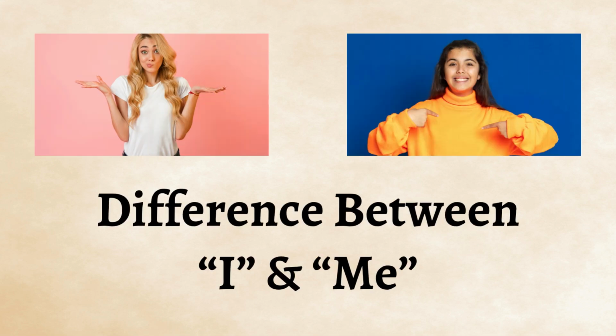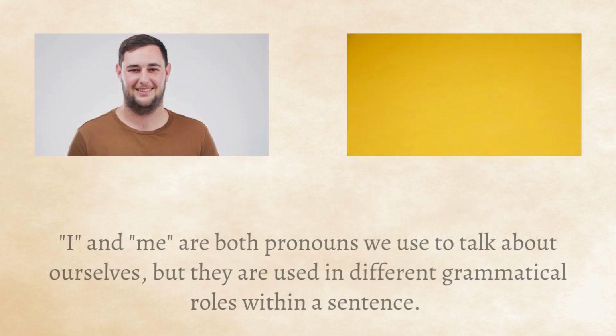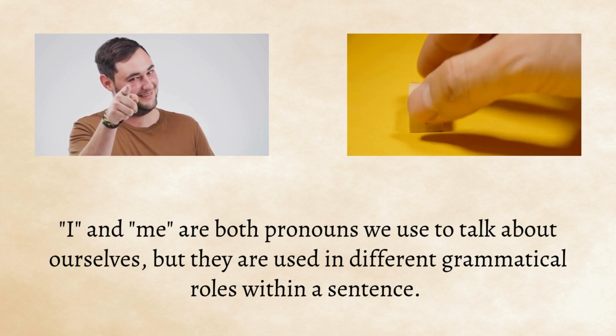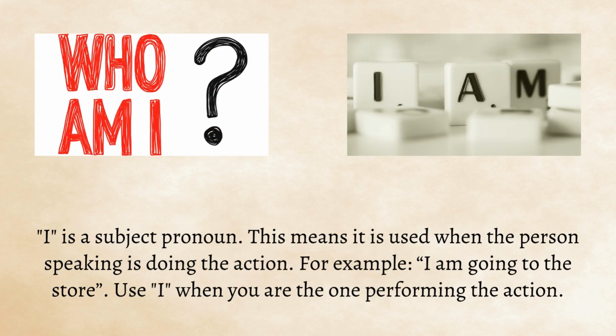Difference between I and me. I and me are both pronouns we use to talk about ourselves, but they are used in different grammatical roles within a sentence. I is a subject pronoun.